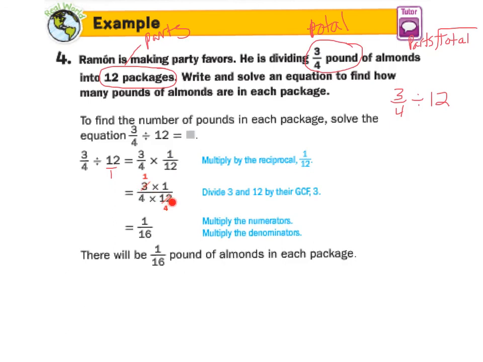So they used some cross products here. They simplified by 3. They divided 3 by 3 and got 1. 12 divided by 3 is 4. So 1 times 1 is 1, and 4 times 4 is 16. So there will be 1/16 of a pound of almonds in each of the 12 packages.